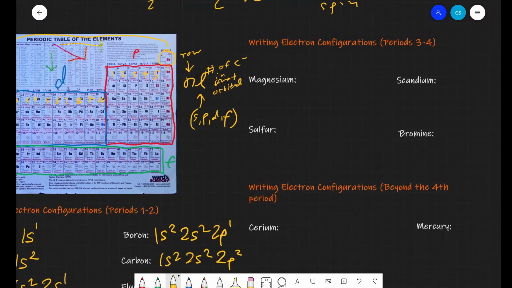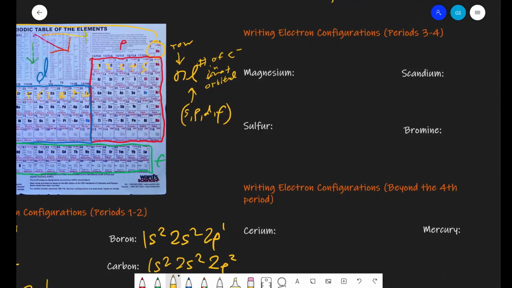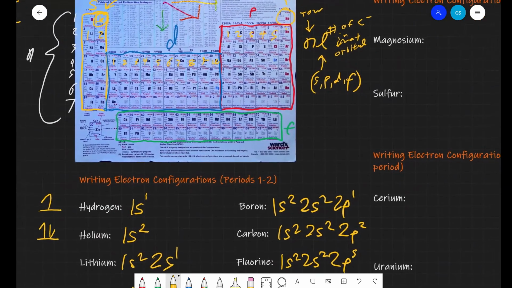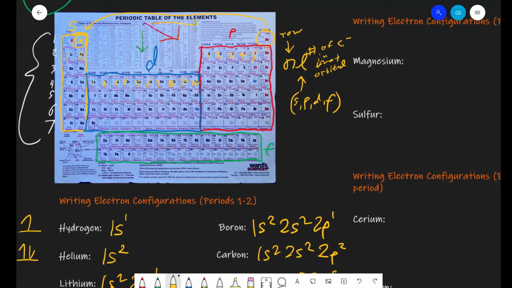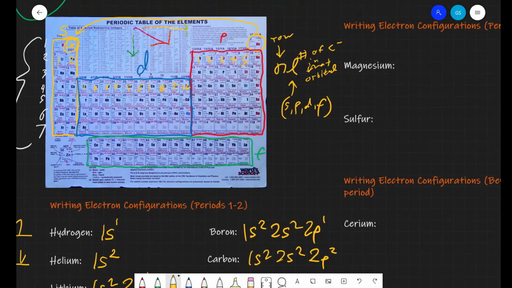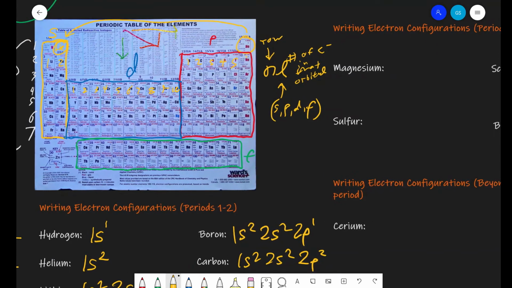All right, let's do some examples for writing electron configurations for periods 3 and 4. Let's say I asked for magnesium. Pause the video and see if you can figure it out. Okay, so this one's going to get a little long. We basically have to write all the things before it, right? Because we have changed not only the period number, but we have changed the block. So we have to include all the previous stuff before.